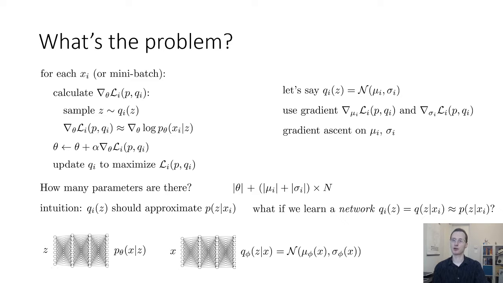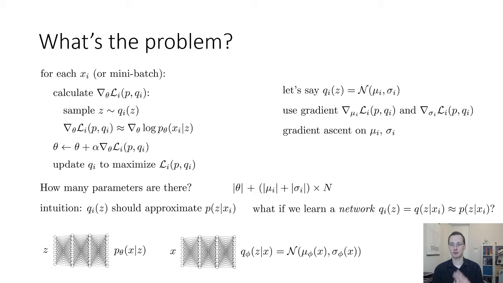So in this section, we'll talk about something called amortized variational inference. The reason it's called amortized variational inference is because instead of representing a mean and variance separately for every data point, we amortize the challenges of inference over all the data points by using a neural network that actually performs inference for us. So we'll actually have two neural nets.